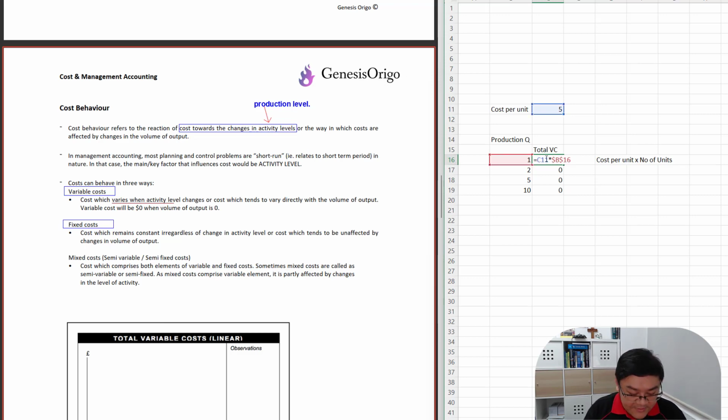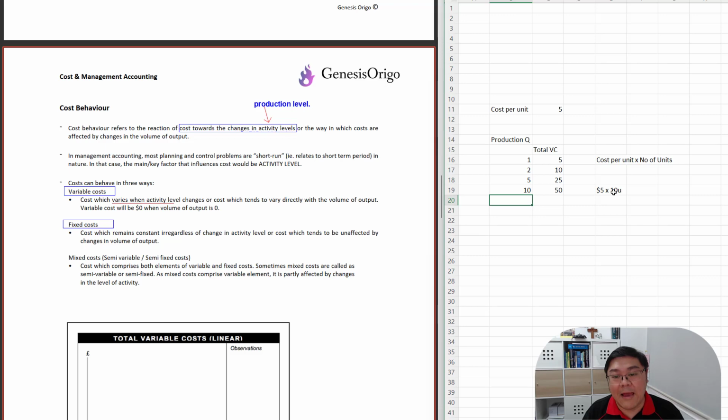I should freeze the C11 and not the B16. My bad. Now let's autofill this. You see it's going to be $10, 25, and 50. How do I get 50? Well, it's basically the cost for a unit, which is 5, and I'm talking about 10 units.